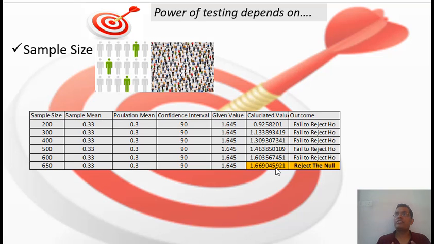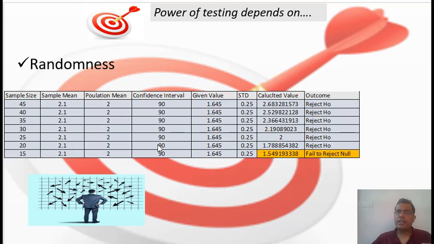Let's take another example where we'll discuss the randomness. What is the effect of randomness on the power of testing or on your effectiveness of the testing? So over here I've created a scenario, but to understand this scenario we need to refer to a second problem statement which we have discussed in a previous video. If you have not watched my previous video, let me quickly discuss the problem statement once more.